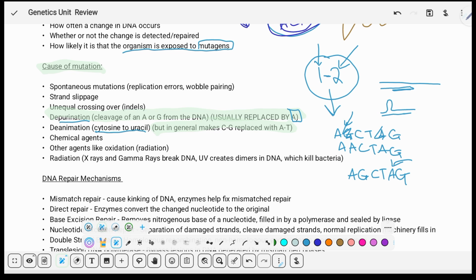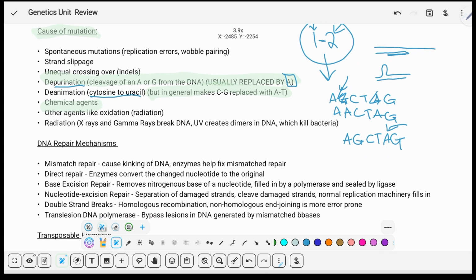Other things are chemical agents. We also have radiation, as I already said, that causes oxidation, that causes free radicals, that breaks our DNA. We also have more radiation. Importantly, X-rays and gamma rays break the DNA, but not UVA. We don't like UVA.